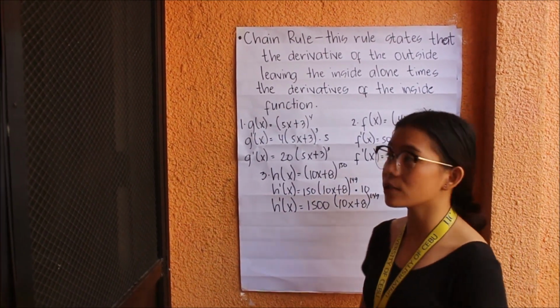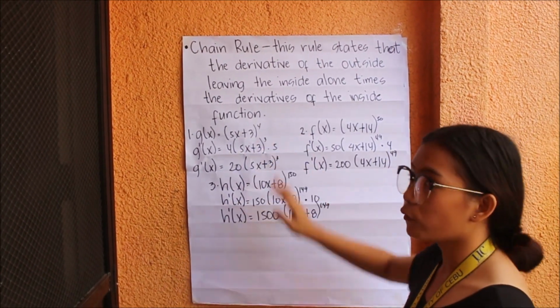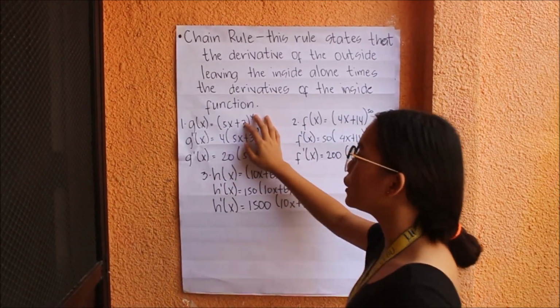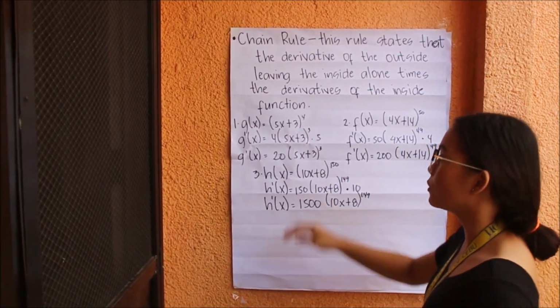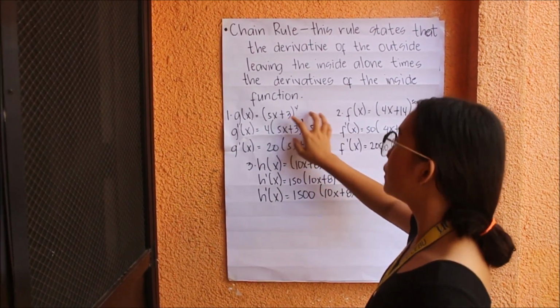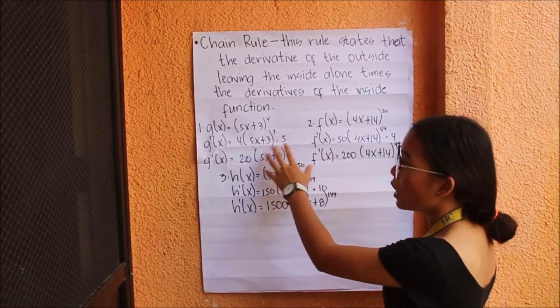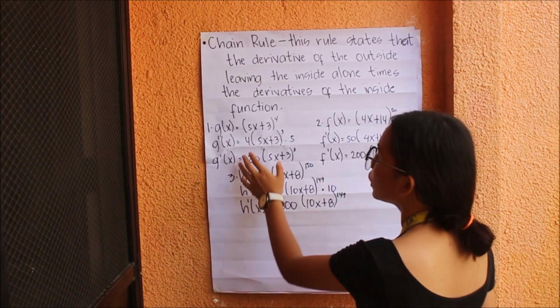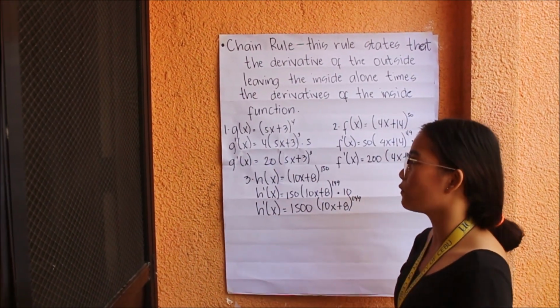So the first example is g of x equals the quantity of 5x plus 3 raised to the power of 4. The first step you need to do is bring down the exponent 4, then copy the quantity of 5x plus 3, then minus the exponent by 1, then put the derivative of the inside, so 5. Then the next step, you need to multiply the 4 and the 5, so equals 20, then copy the 5x plus 3 raised to the power of 3.